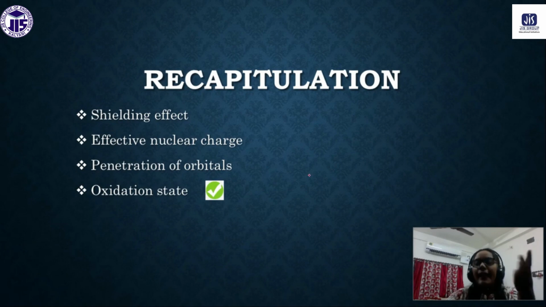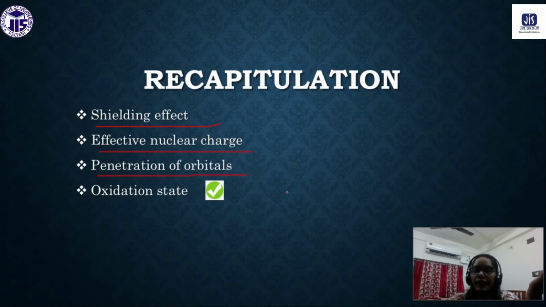Now this is the end of the chapter. After this we will discuss all the questions, what types of questions we can have. So again I'm repeating the topics that I have discussed today. We have discussed the shielding effect. We have seen what effective nuclear charge is, and also how we can calculate it. The penetration of orbitals we have also seen, what it means, and we can now calculate the oxidation state.